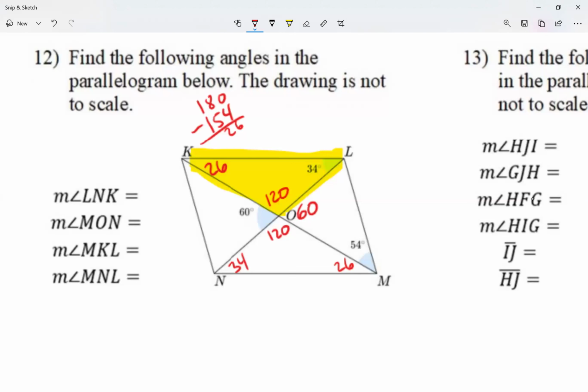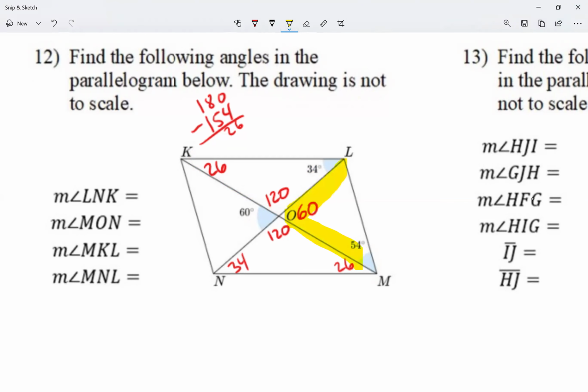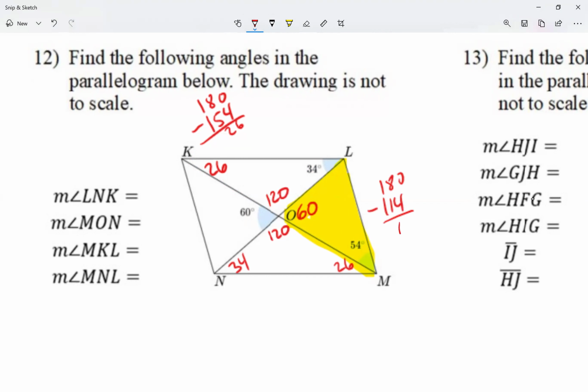Another triangle I'm going to be looking at now. Let me erase this triangle and focus on this other triangle here. From this triangle, I know two angles, 60 and 54. If I add those two angles, 60 plus 54 is 114. Subtract that from 180, that gives me 66. So I'm going to say this angle here is 66.